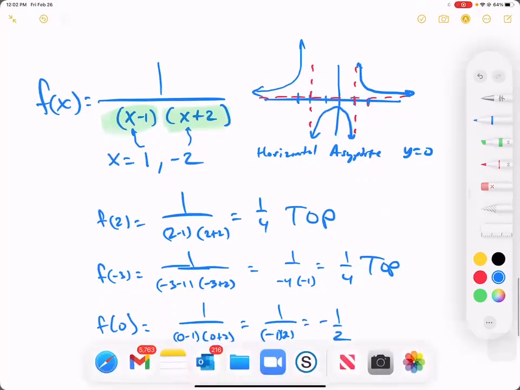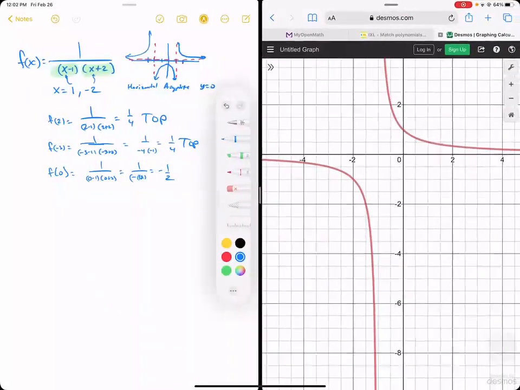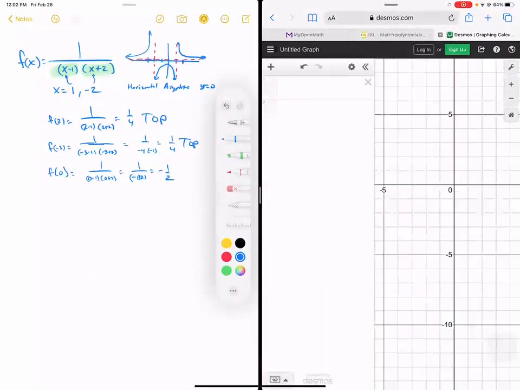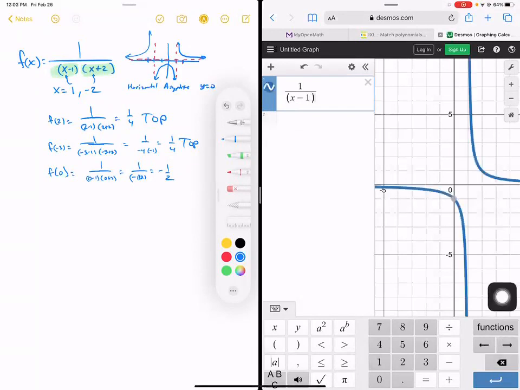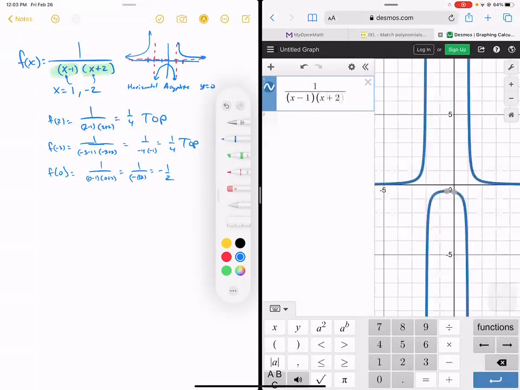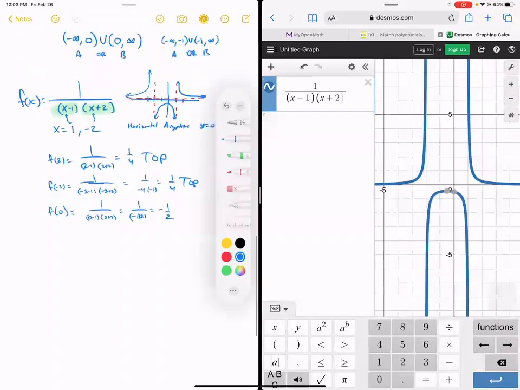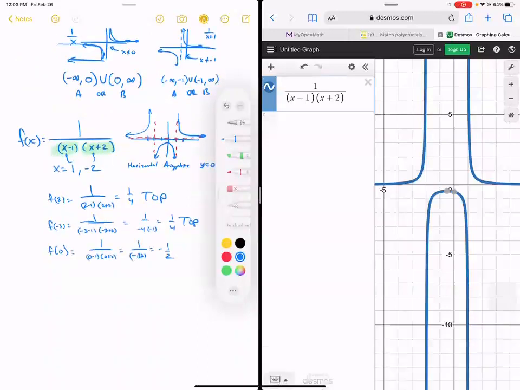Let's go ahead and verify this using Desmos. And I'm going to tell you, this is going to look pretty convincing, okay? We said we're going to have x minus 1 and x plus 2, so x minus 1, close parentheses, and x plus 2. I want you to take a look at their graph and look at my graph. And aren't they pretty darn close for the amount of work I did?